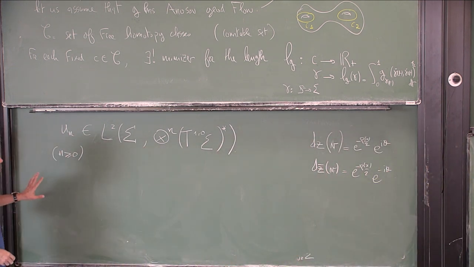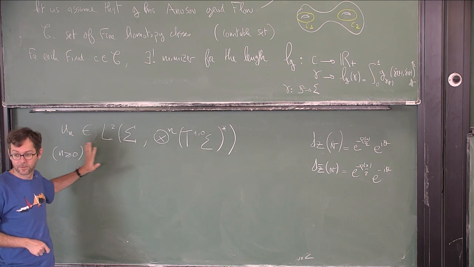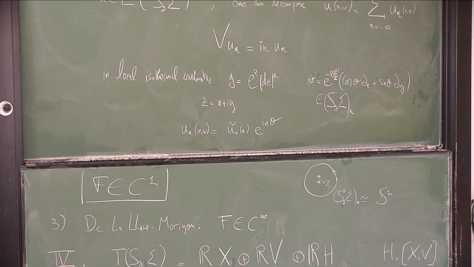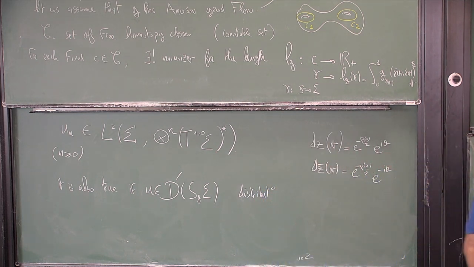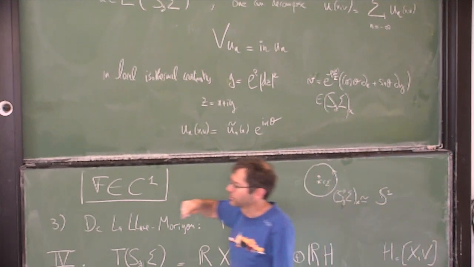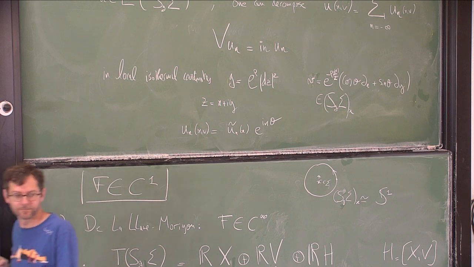Okay, so now, this is true for L2 functions, but it turns out that it's also true for distributions. If you have a distribution, you can also decompose it under this form. And u_n will be a distributional section of the bundle.